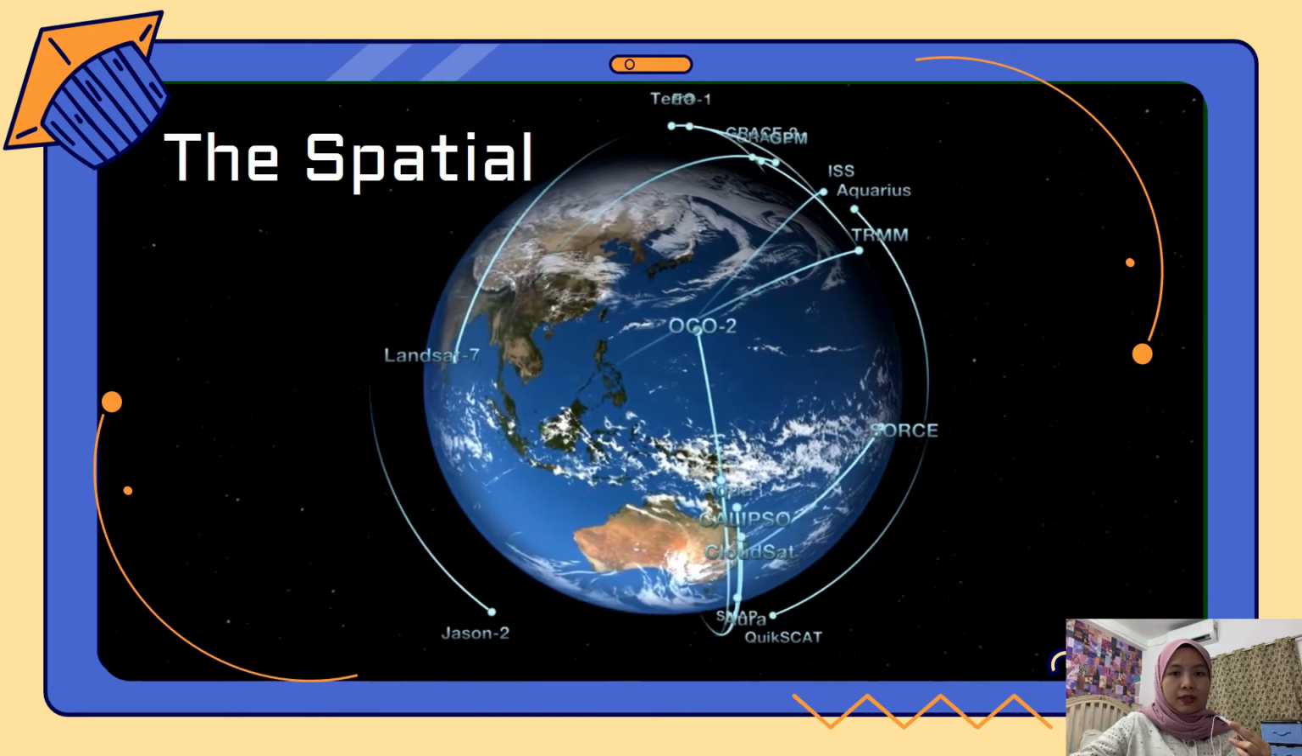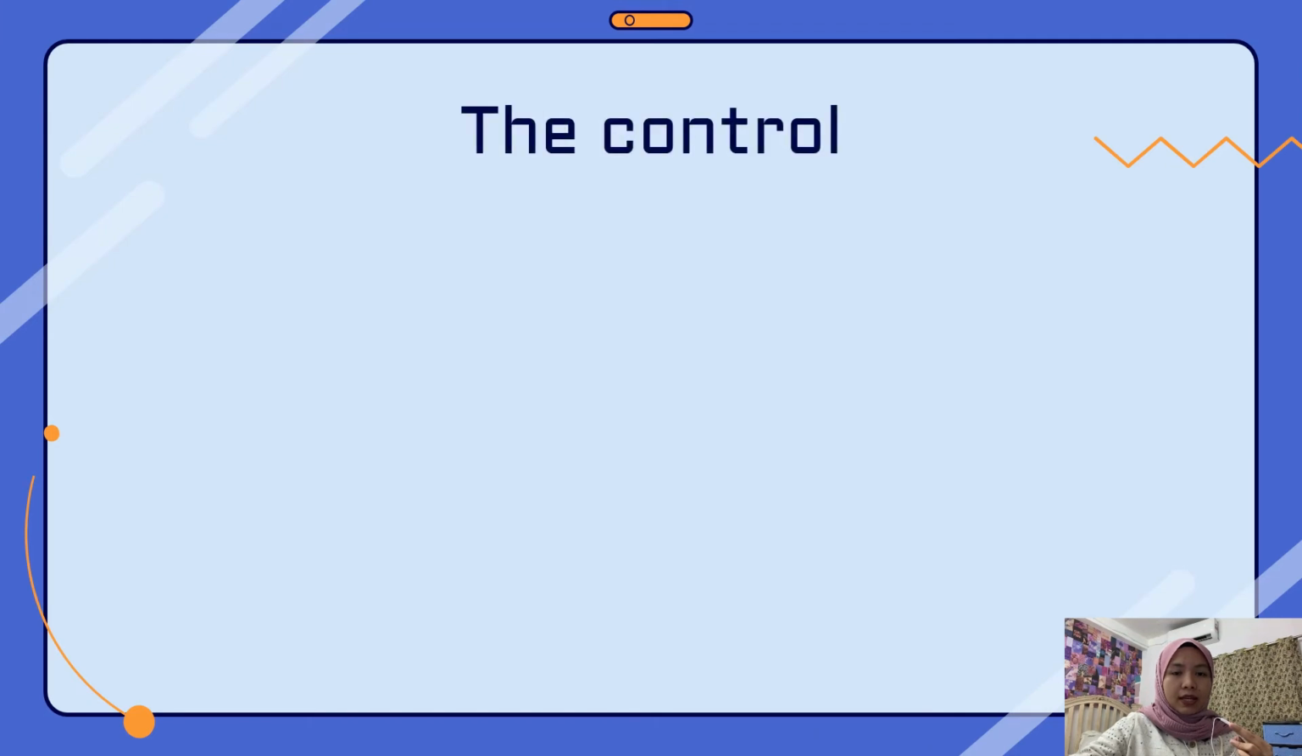At a time, GPS receiver receives signals from 4 or more satellites. Next component is the control.